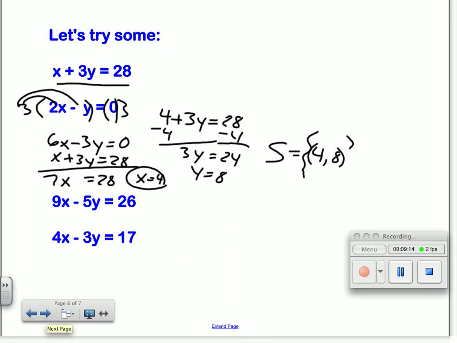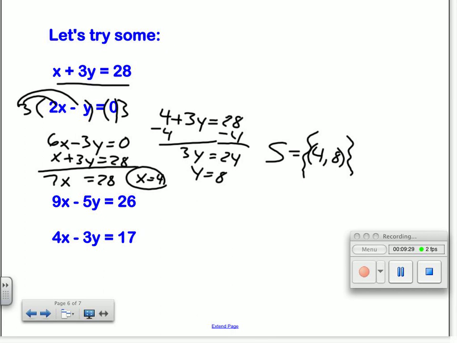That's an ordered pair. And once again, if I plug 4, 8 into this equation, I should get a true statement. If I plug 4, 8 into this equation, I should get a true statement, and I'll leave that as an exercise for you to try. Okay, one last one is this one down here.